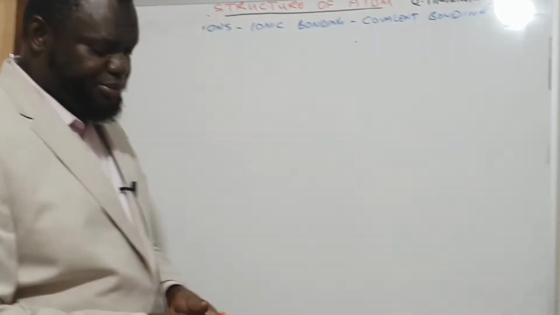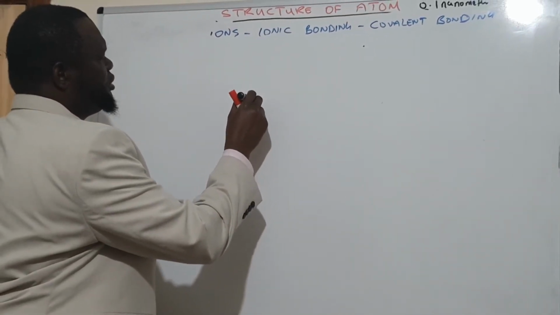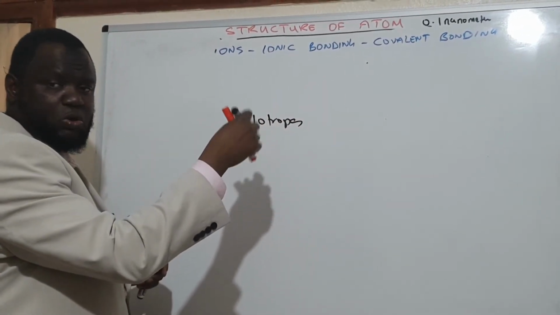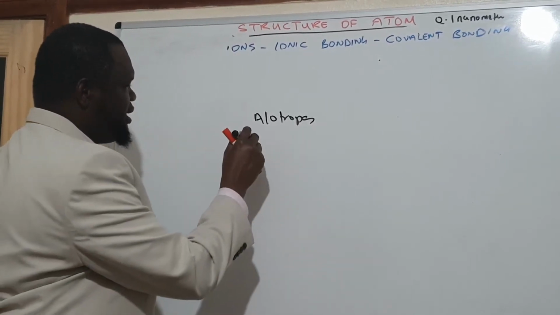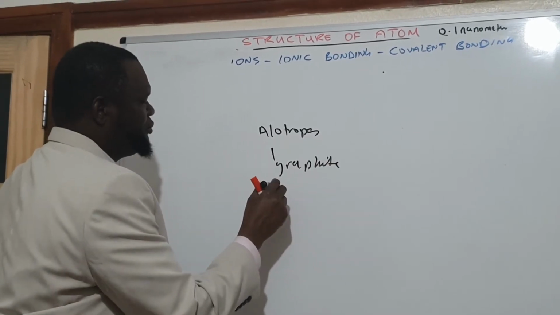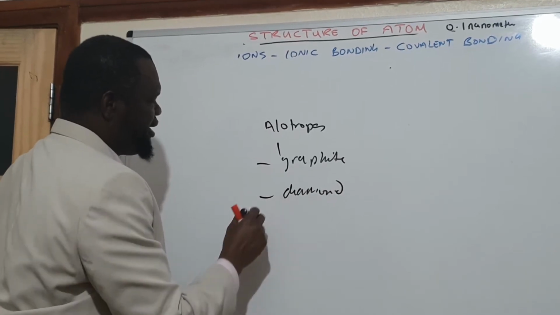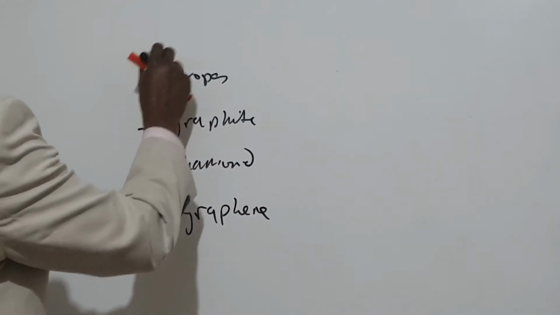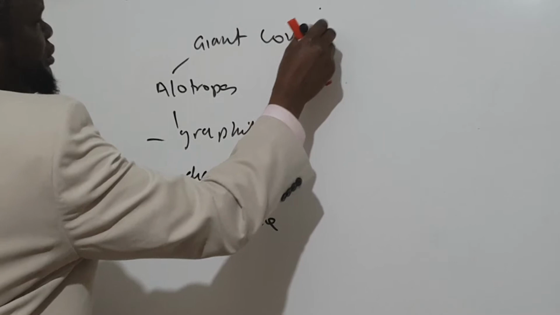And there are something called allotropes. You know these allotropes? These are different forms of covalent bonding of the same element. Like graphite, graphite is one of them. Diamond. Graphene. Diamond, expensive. This is a giant covalent compound. They are called giant covalent compounds, isn't it? Yes.